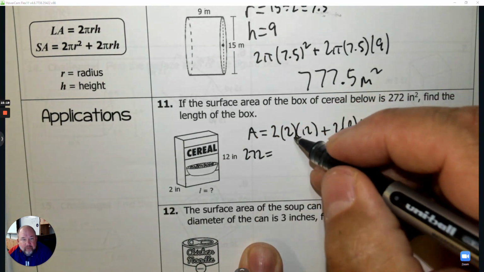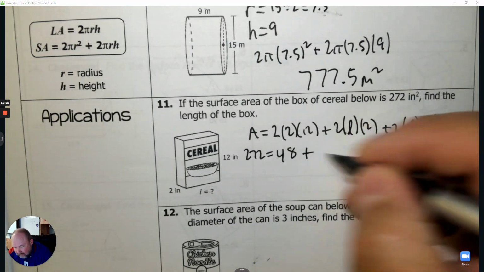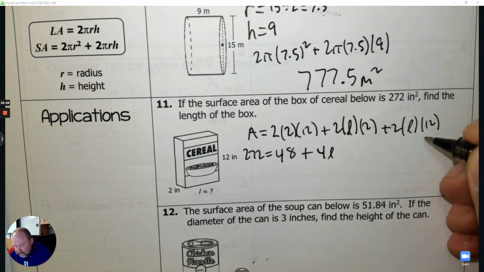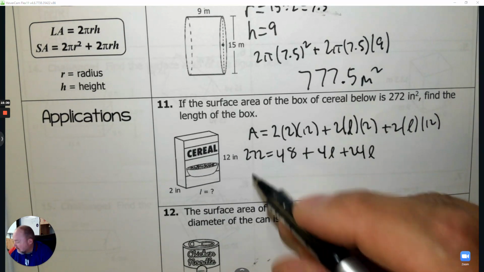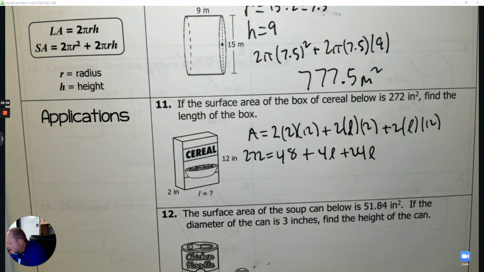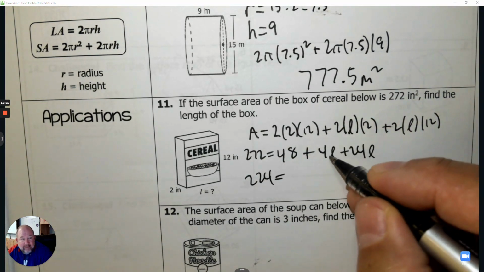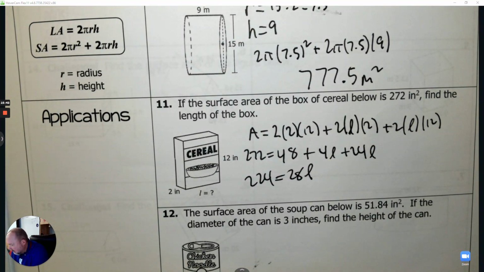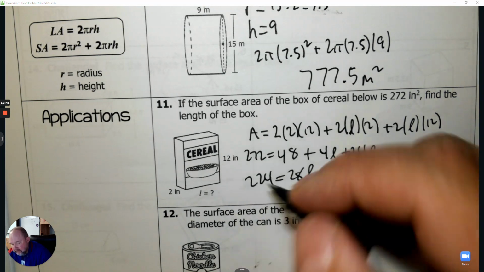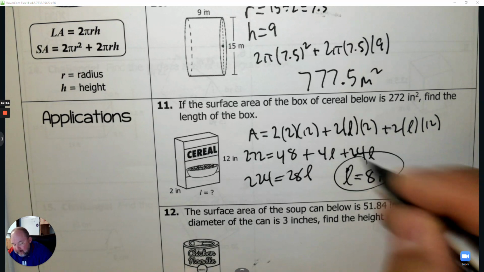2 times 2 times 12 is 48. 2 times 2 is 4L, and 2 times 12 is 24L. So I'm going to subtract 48. So I'm going to go 272 subtract 48. That's 224. And I'm going to add the L's together. That's 28. And then the last step, we're going to divide by 28. And you get the answer that the length of the box is 8.